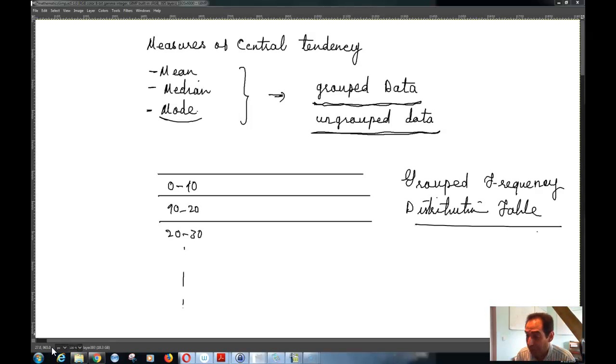Okay, so now let's see how we can find the mean of group data.